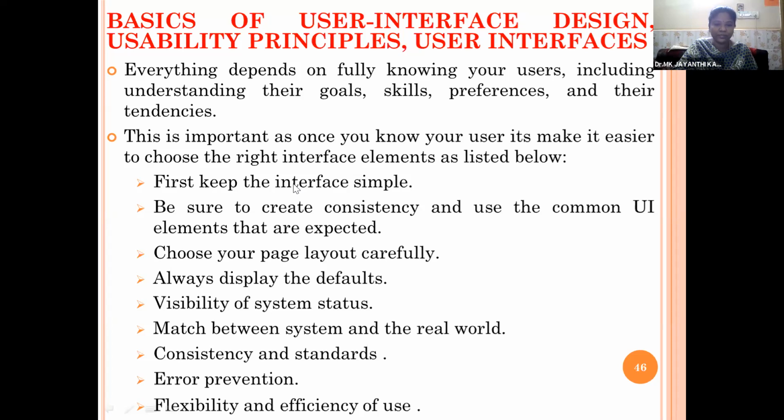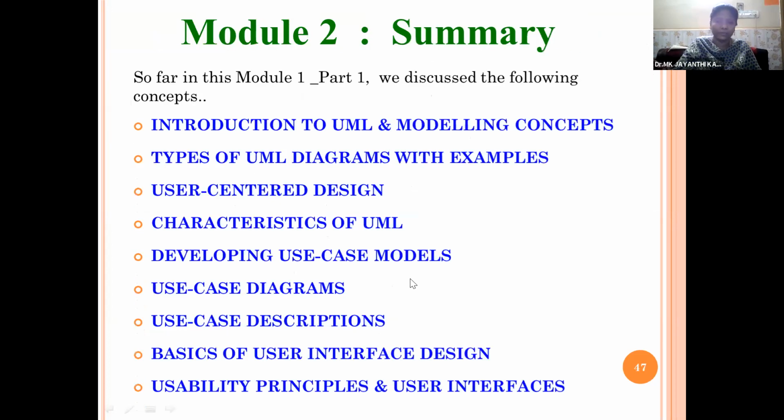A match between system and the real world. So you match the system with the real world scenario and activities so that we can easily go for designing the user interface. Consistency and standards. We should follow the consistency methods as well as standards. Error prevention techniques should be followed. Flexibility and efficiency of the use case model should be adopted. So these are some of the points we need to consider while choosing the use case modeling.